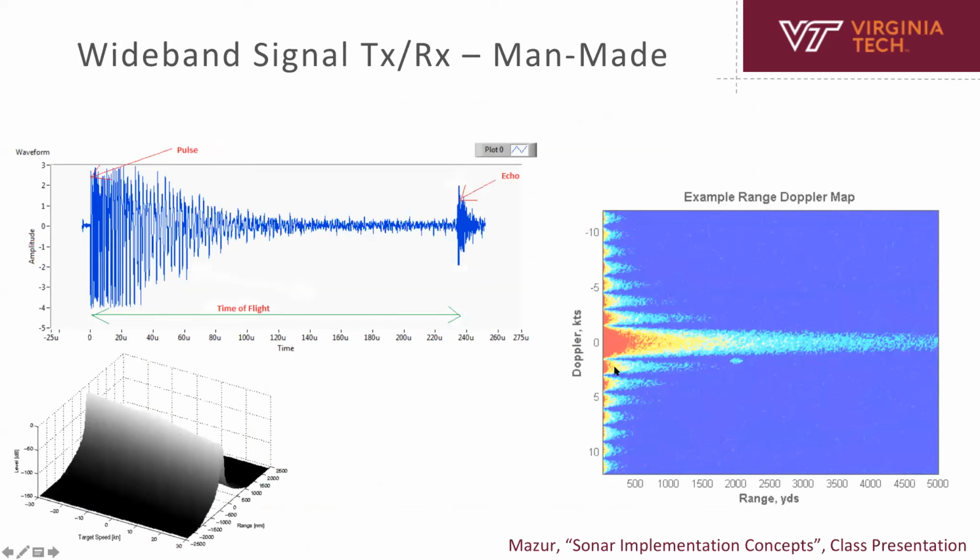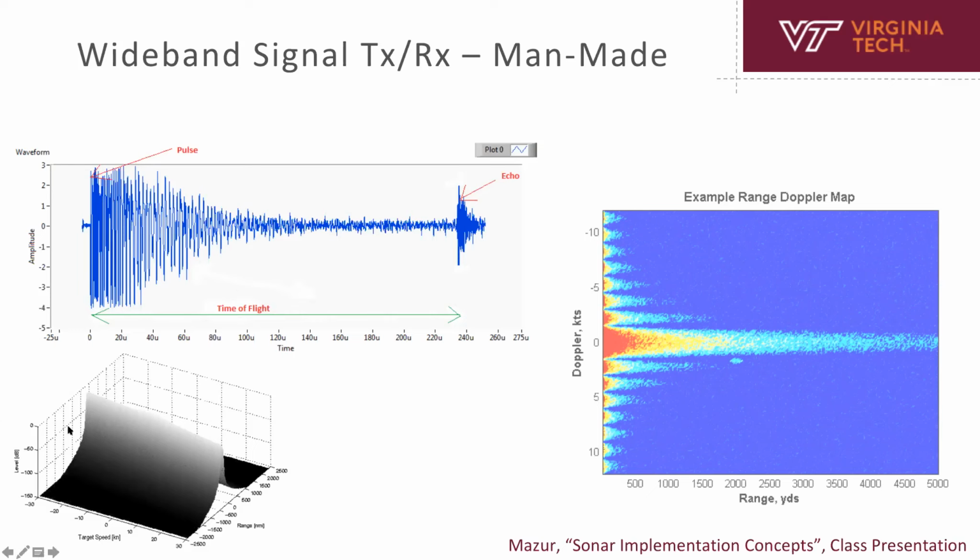So from the man-made standpoint, this is a picture of what we kind of see. If you transmit an FM, here's the ambiguity function for that. It has better resolution in range, but it's very Doppler tolerant. So if you have a fast or slow target, it's like, whatever, I don't care how much it's Doppler shifted, because I'll be able to hit it in the matched filter.